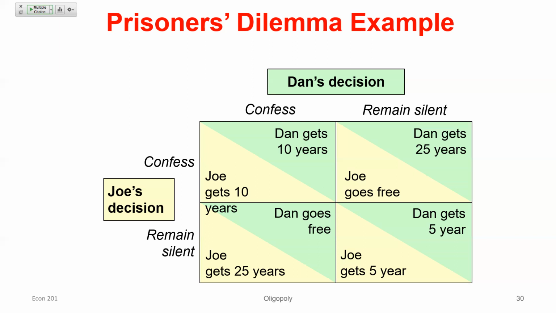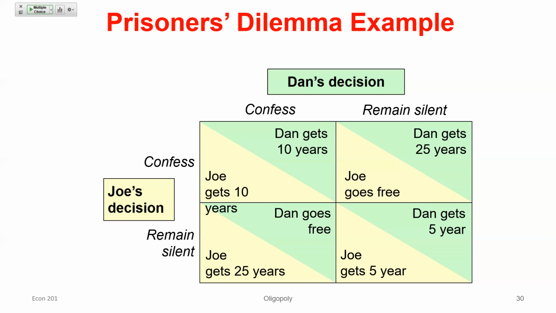So now let's determine what Joe's optimal decisions are. If Dan decides to confess, Joe's essentially living in these two worlds up here at the top. So if Dan decides to confess, what is it optimal for Joe to do? Confess, right? He gets 10 years instead of 25. If Dan doesn't confess, what's optimal for Joe to do? Well, if he confesses, he gets 0 years. If he doesn't confess, he gets 5.